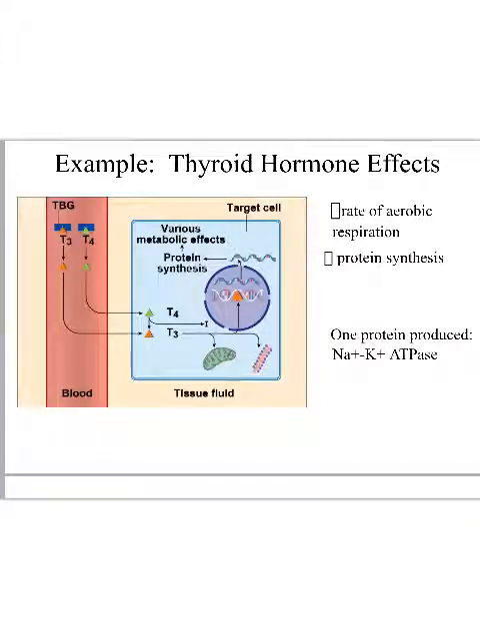Okay, so thyroid hormone is an example. If we look at thyroid hormone, it's bound to a carrier in the blood because it's a monoamine. Then it can pass through, and it'll go into the nucleus and interact with the DNA and trigger cellular changes like increasing aerobic respiration in the mitochondria, and it can also increase protein synthesis. So it speeds up your metabolism.